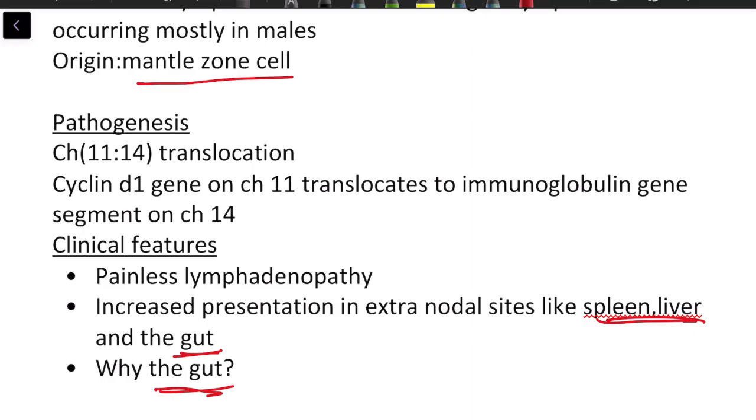And what are the mantle B cells? What is their function? They are those B cells which have been selected for antigen presentation. And where is the antigen presentation going on very much? Obviously in the lymphoid follicles. That is why the gut is also involved, not that commonly, but yes, occasionally it can be involved.